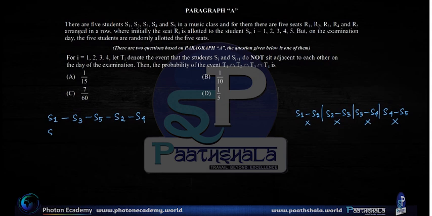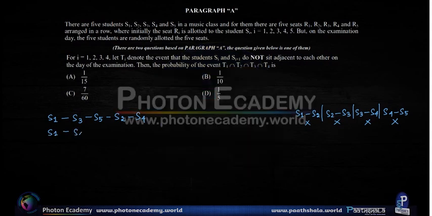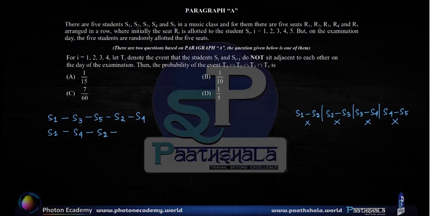With S1, we also can have S4 in the second place. With S4, we cannot have S3 and S5 as its neighbor. So the choice is S2. With S2, we cannot have S3 or S1 as neighbor. We have to go with S5 and then we are left with S3.